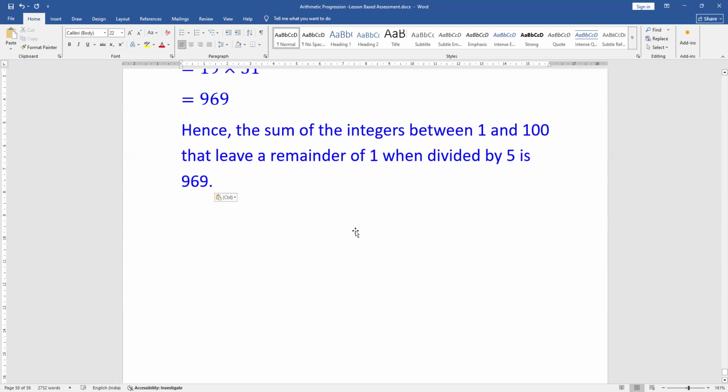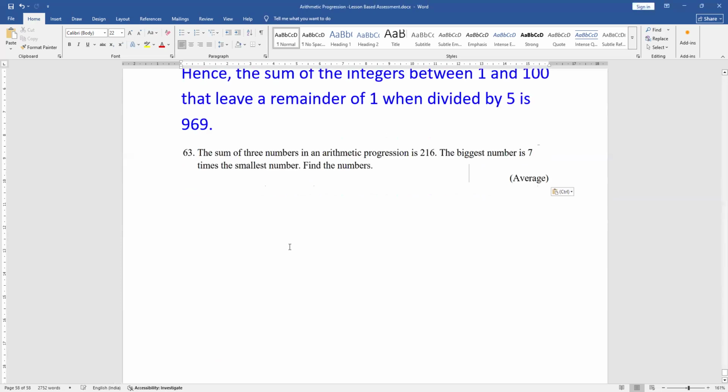Okay, I move on to the next question. The sum of three numbers in an arithmetic progression is 216. The biggest number is 7 times the smallest number. Find the numbers.